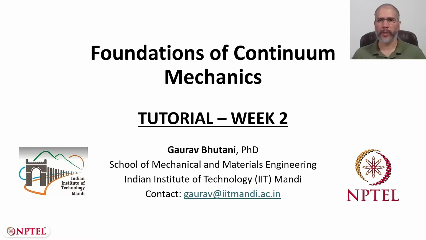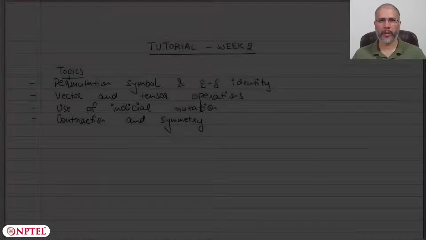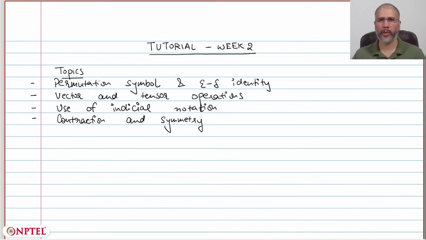Today we will be going through the tutorial for week 2, which includes the topics on permutation symbol and the epsilon-delta identity. We'll be doing problems from vector and tensor operations, the use of indicial notation, and contraction and symmetry. We will be solving 6 problems which will help you in your assignment for week 2 and understanding the topic in general. So let's get started.